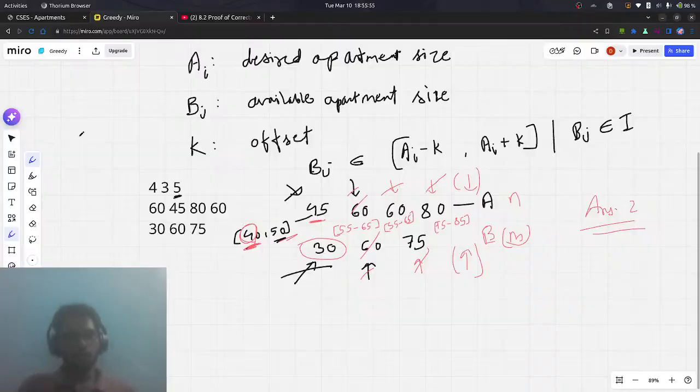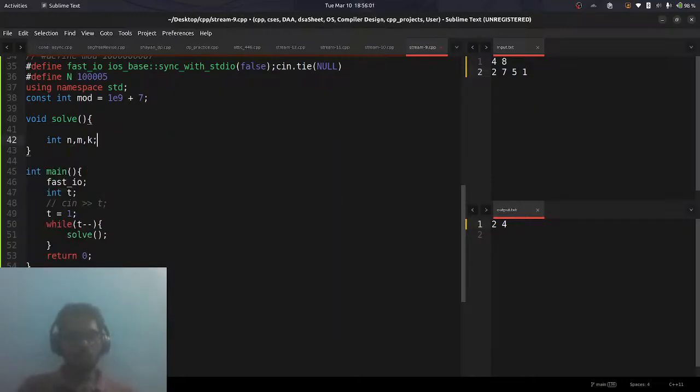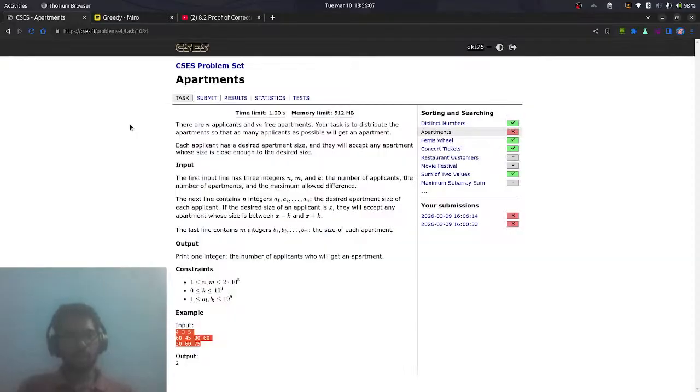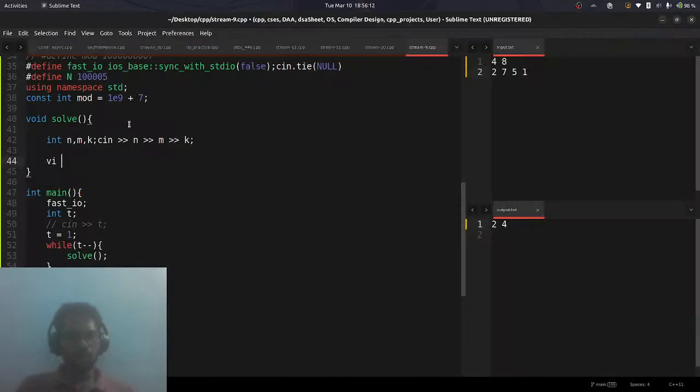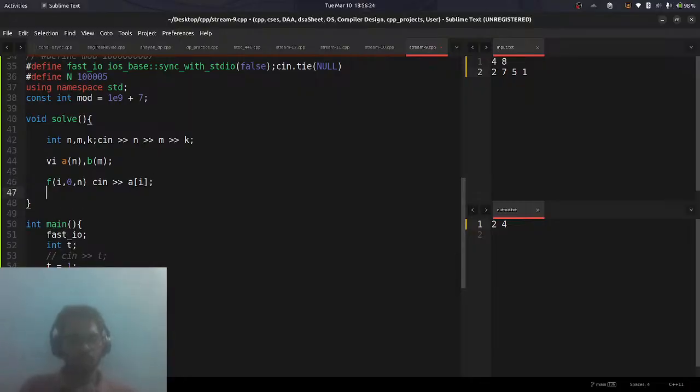So I have n, m and k. I'll take input, and we have the A array and B array. I'll take the input. Okay, done. Then I'll sort both of them.